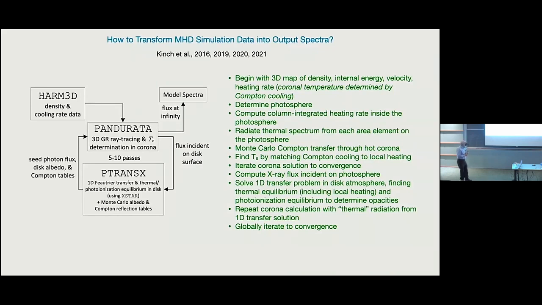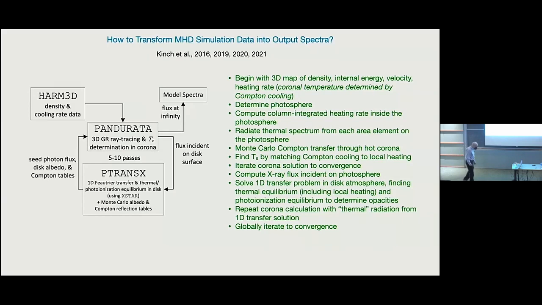As that list of steps shows, this is a complicated business. But the key points are, first, that what the dynamical simulations yield are a series of 3D snapshots of the mass density, the internal energy density, the velocity and magnetic field. And critically, you also need some measure of the local dissipative heating rate, because, of course, where those photons get their energy from is the heating.